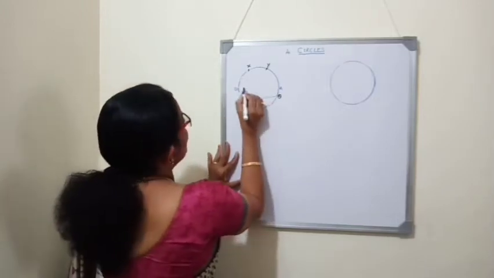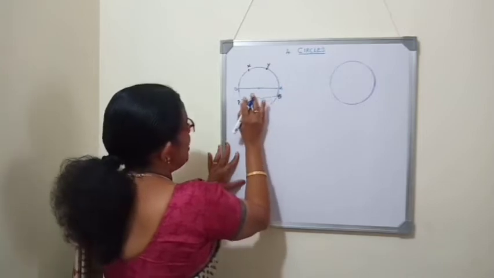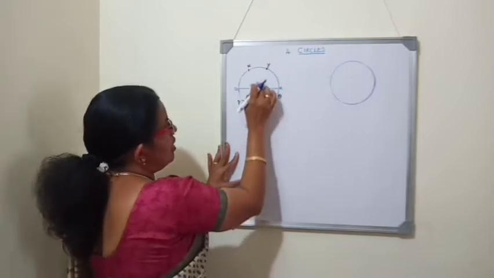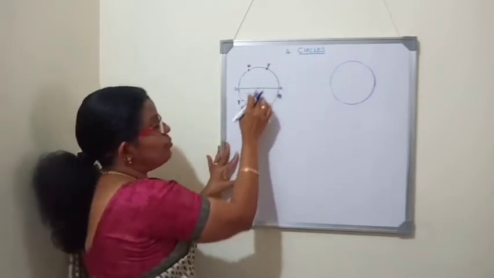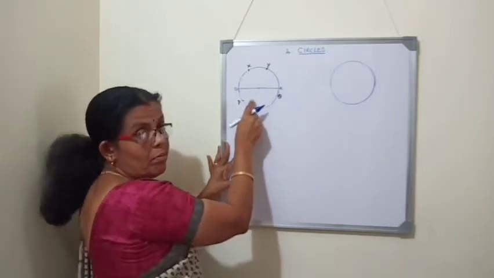Now let me draw the diameter of the circle. So this diameter will divide the circle into 2 equal parts. Each part is called a semicircle. So the diameter is the biggest chord of the circle. The diameter will divide the circle into 2 equal parts. Each part is called a semicircle.